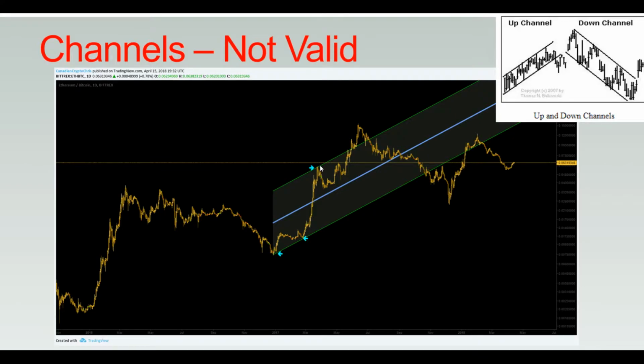You can see this channel doesn't work out at all. This was on Ethereum, Bitcoin, and as you can see, this didn't play through. So that's why you need that bottom, top, bottom, or a top, bottom, top to confirm that. And then also some struggle around the trend line, which isn't really happening, as you can see.